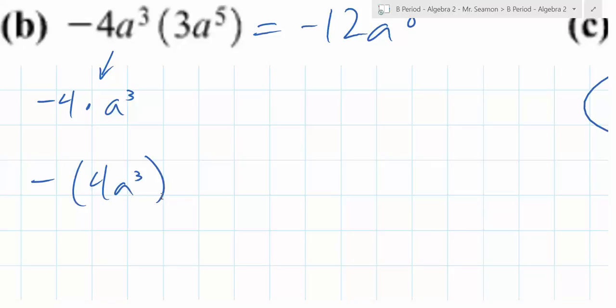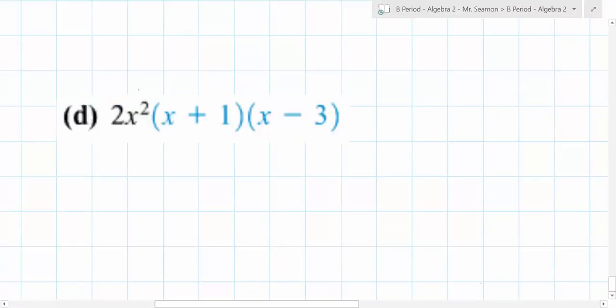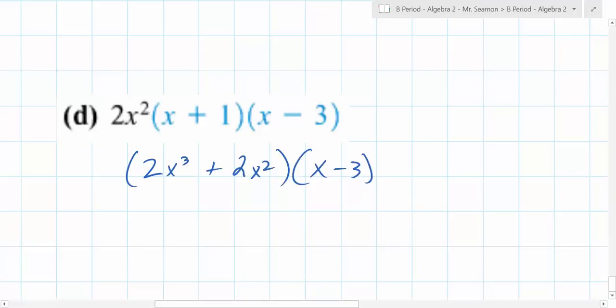Depending on the a value. Just be careful. Okay, so you distributed it to where? X. Yeah, so it became 2x cubed plus 2x squared times x minus 3. You can do that. Now is it just 2 binomials?